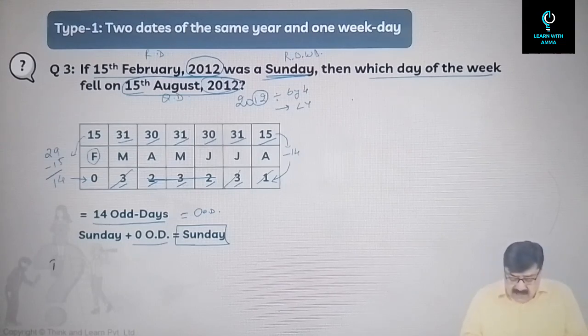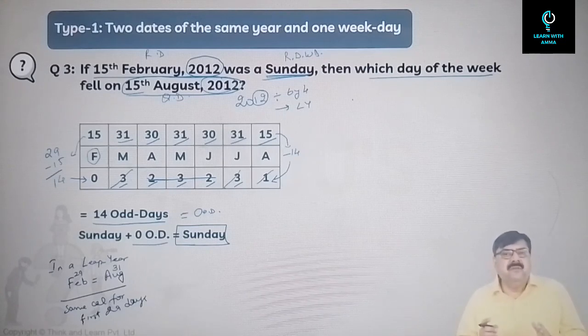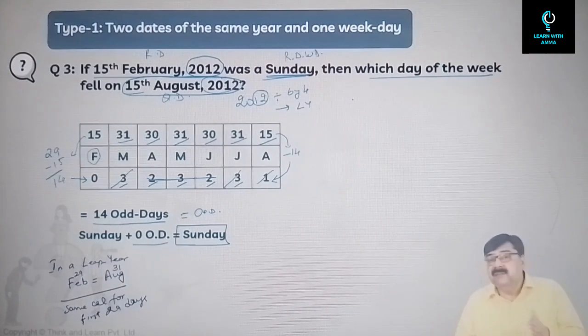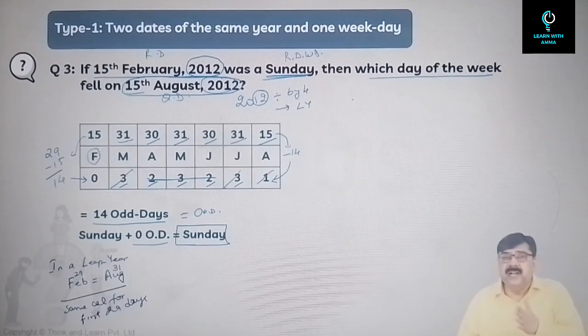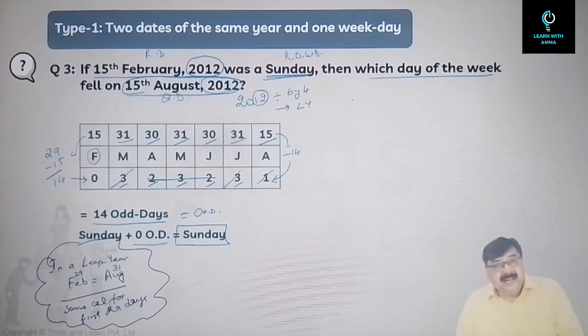If at all you would have known this, that in a leap year, the month of February has the same calendar as the month of August. Obviously, this has 29 days and this has 31 days. So, same calendar for the first 29 days, obviously the lesser of the two. But it goes without saying that the months of February and August in a leap year have the same calendar. From the 1st of February to the 29th of February, we'll have the same calendar as from 1st of August to 29th of August. So once again, this is an important concept, so you don't have to perform any calculation. So 15th February of 2012, which is a leap year, is a Sunday. So 15th August also of the same year is going to be a Sunday.